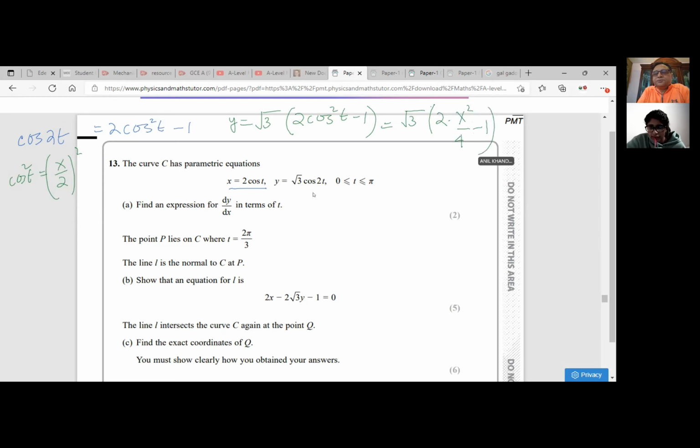Does it make sense to you? So now we have y equals square root of 3, within brackets, x squared by 2 minus 1. Correct? You could actually, no harm in also writing this as y equals square root of 3 by 2 x squared minus square root of 3. Correct?